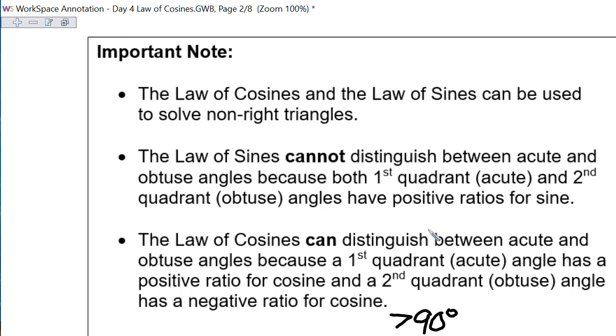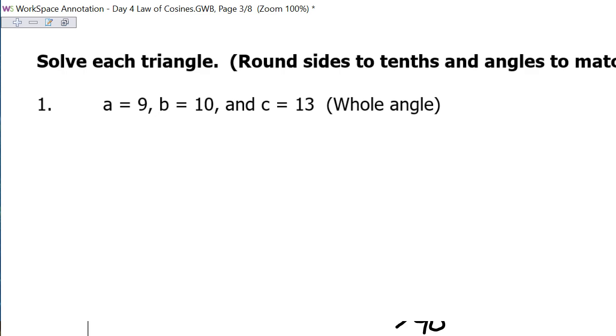So that is the important thing for today. If it's possible for the angle you are solving for to be obtuse, so if it's possible that the angle could be more than 90 degrees, then you have to use the law of cosine. If it's acute, you can just do law of sines, it's going to be faster. So if that angle is obtuse, or if it's possible that your angle is obtuse, you have to use the law of cosine.